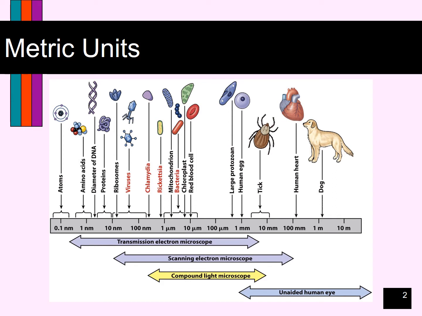What's interesting with the electron microscope, specifically the transmission electron microscope, is that we can see almost everything with no size limitation. So if you look, we can see the diameter of DNA, we can see amino acids, almost down to the level of the atom. So the transmission electron microscope almost has no size limitation.